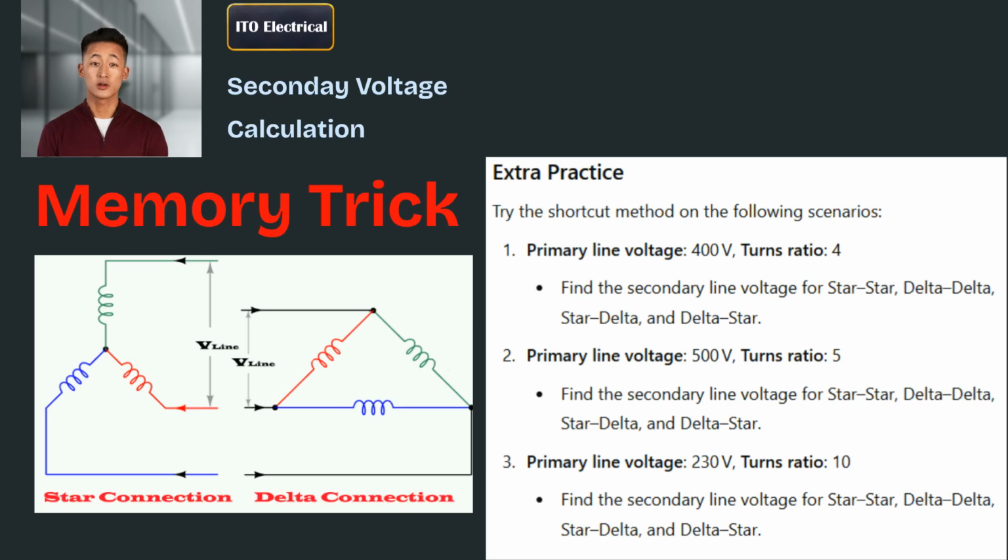Alright, now that we've covered how to calculate the secondary line voltage in the 4 configurations, take a moment to practice these steps with a few examples on your own. Try using different voltages and turns ratios to test your understanding. Once you're comfortable with voltage calculations, we'll move on and introduce a quick shortcut for calculating secondary currents.